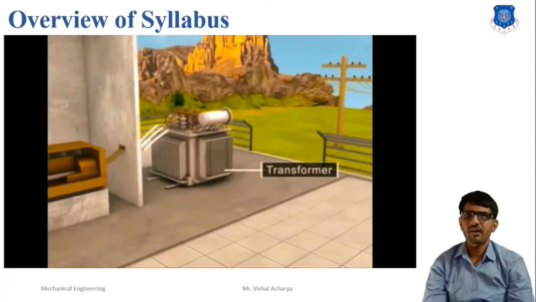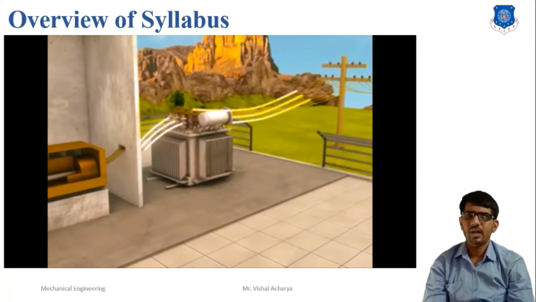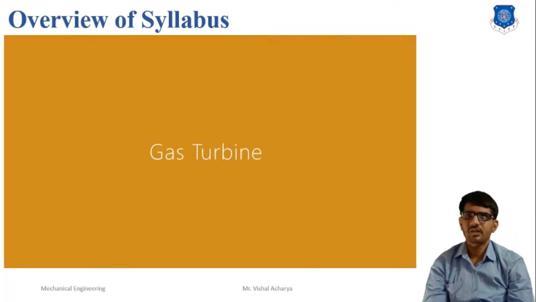A transformer is a device that converts high voltage to low voltage or low voltage to high voltage for efficient transferring of electricity. Next is the gas turbine.